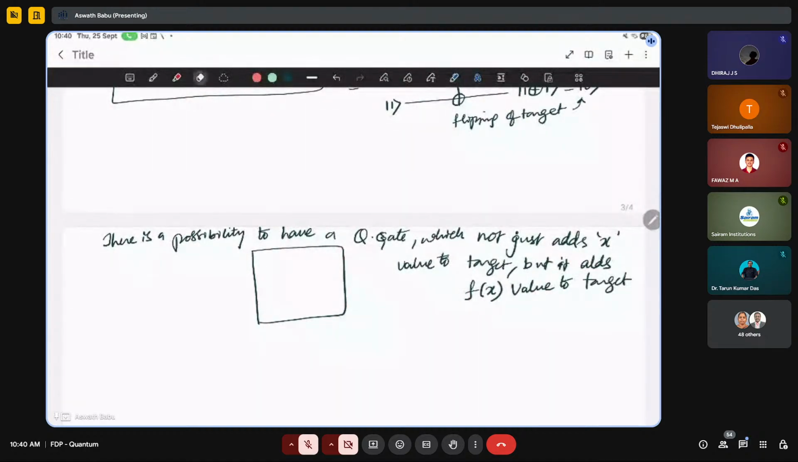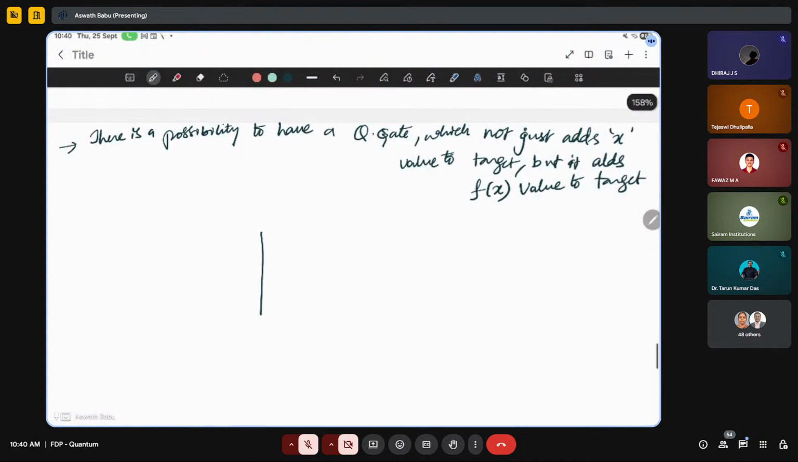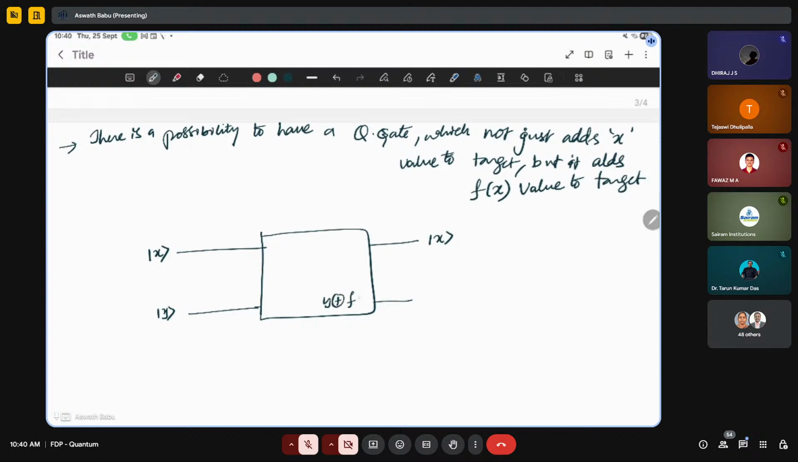What I mean is, there exists a quantum gate which takes the x value and the target y value. It sends x as it is, but it sends the y value as y plus f of x.